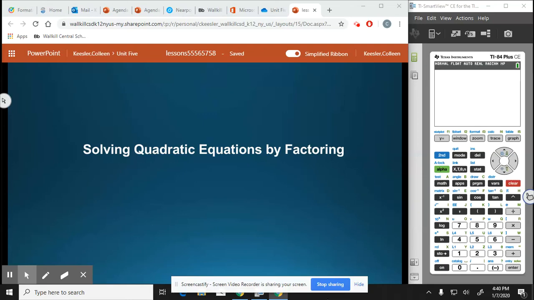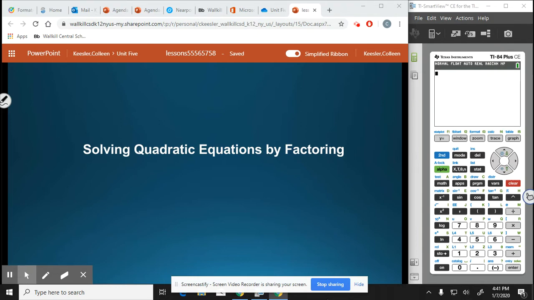Okay, gang, so now that we've solved factoring and factoring completely, we're going to start solving quadratic equations by factoring. So you've never seen a quadratic equation before. A quadratic equation just takes a polynomial with a degree of 2 and turns it into an equation. A polynomial is an expression. Making it equal to something creates a quadratic equation.